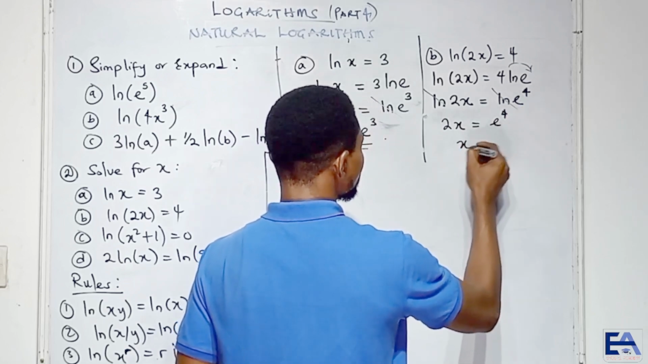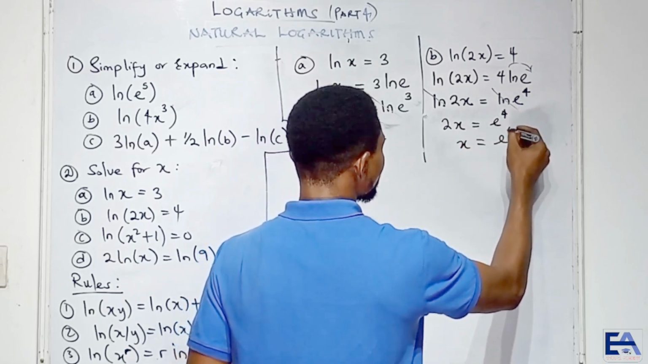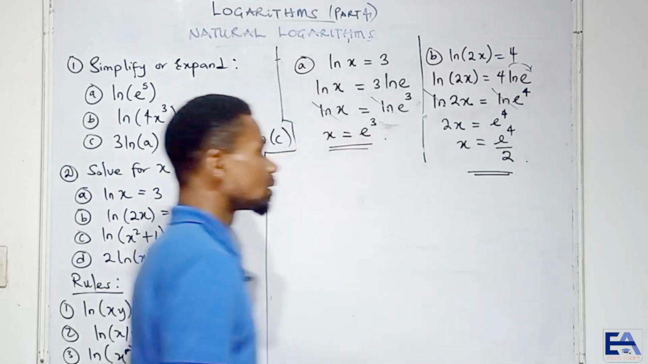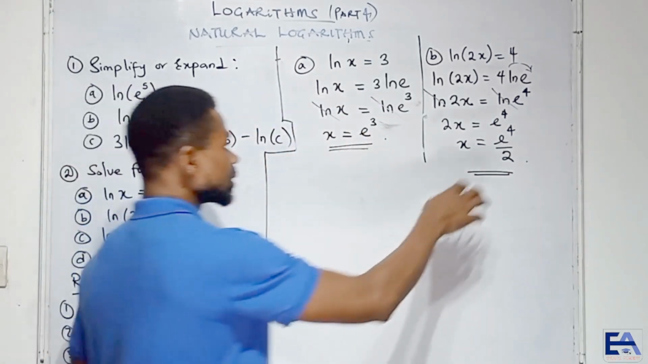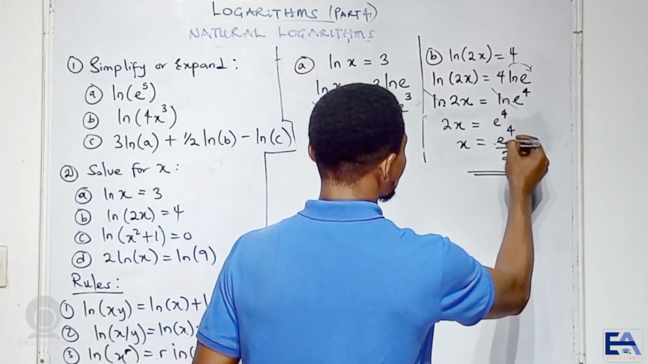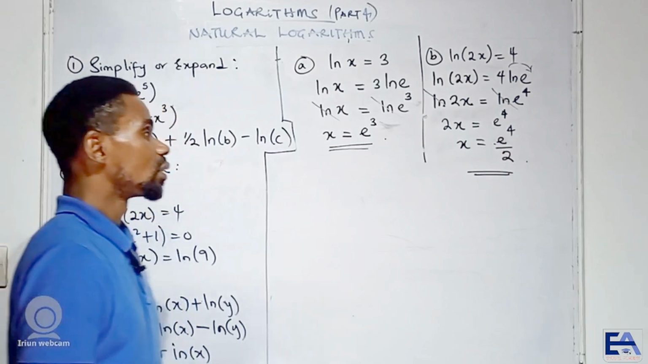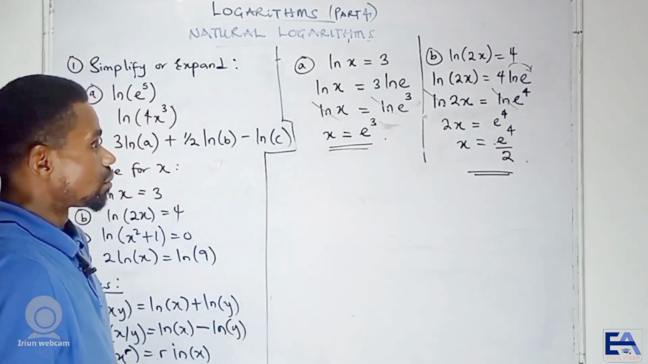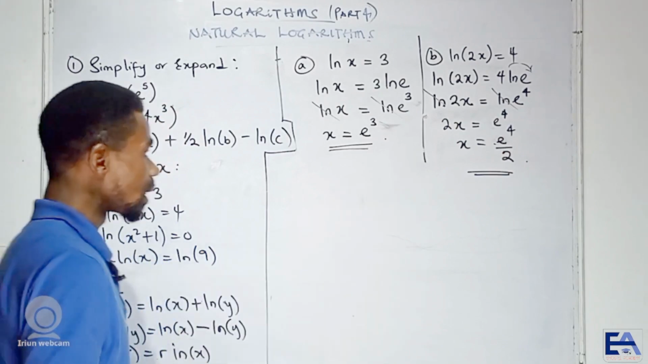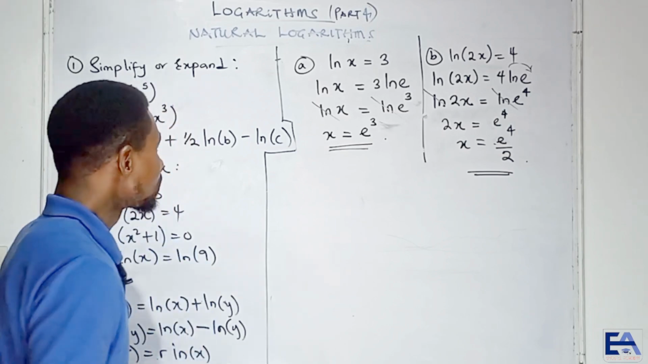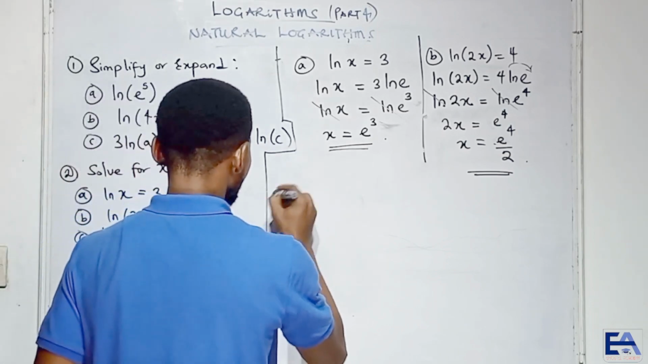Right? Then since we are solving for x, x will be e raised to power 4 divided by 2. And that is the final answer. Except if it is needed for you to insert the value of e and find the final result from there. But if that is not needed, that is just the answer and you are good to go. Okay? All right. So we move to the third one.